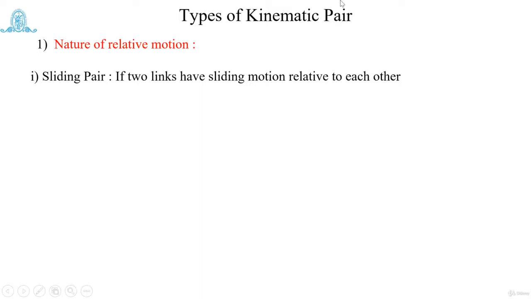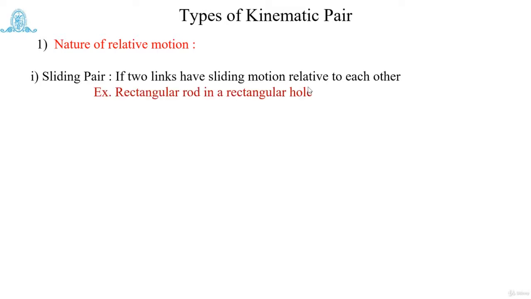First one is sliding pair. When two links have a sliding motion relative to each other, then they are called a sliding pair. We have discussed that the types of pair are classified according to the nature of relative motion between them, and under that category we have taken the first one as a sliding pair. When we say sliding, it means the motion between the two links should be a sliding type of motion. When two links have sliding motion relative to each other, they are categorized under the sliding pair.